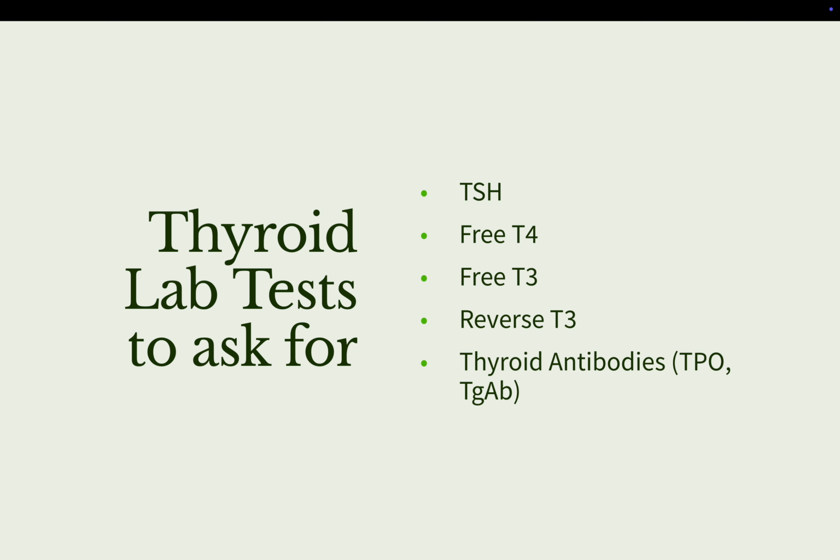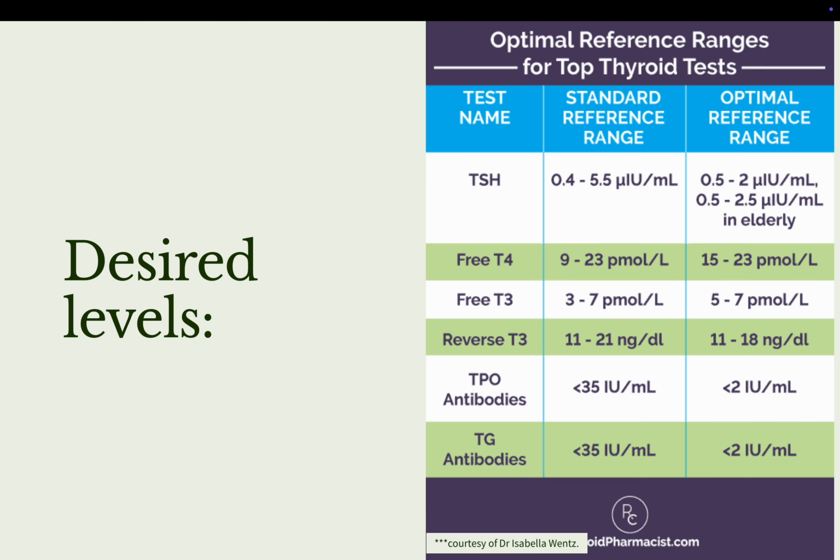Free T4, that's the second one you see them do. Free T3, so you don't see them do this one. You want to ask for this. Reverse T3, that's another one, not done, but ask for it. And thyroid antibodies, this TPO and the thyroglobulin antibody. Those two are important, especially when you want to rule out Hashimoto's, which is an autoimmune condition of the thyroid.